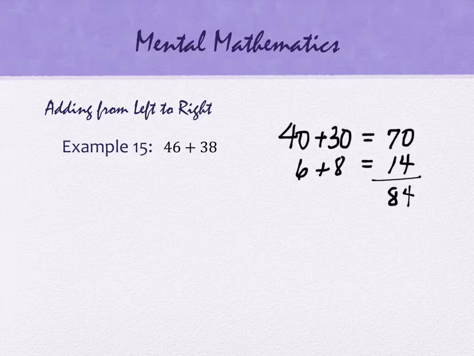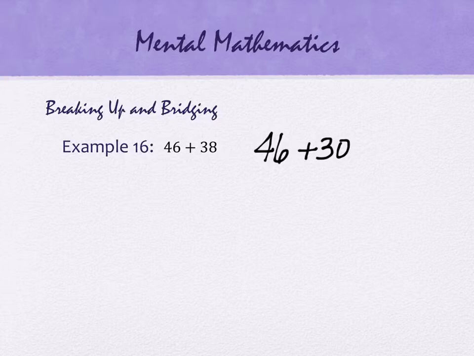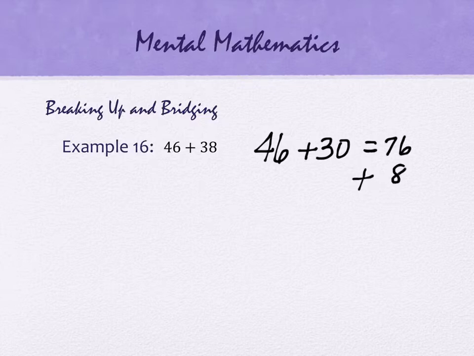So you're adding the leftmost digits together first. The next one, breaking up and bridging. So this one, instead of adding the whole tens digit to the tens digit, what we're going to do is keep the first number the same, 46, and we're going to add 30 to it. So it's like we're going to ignore the ones digit on the other term. So what's 46 plus 30? 76. And then we're going to add what's left over that we didn't already add to that.